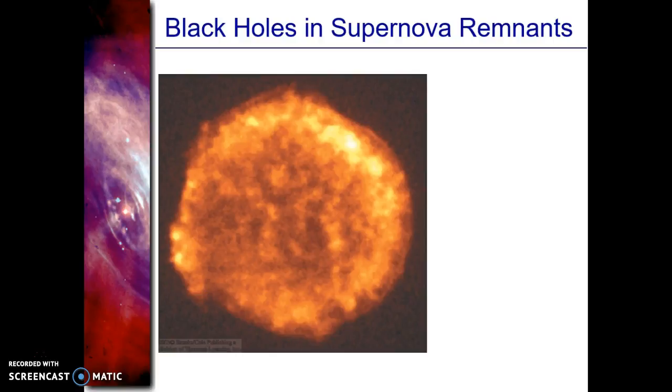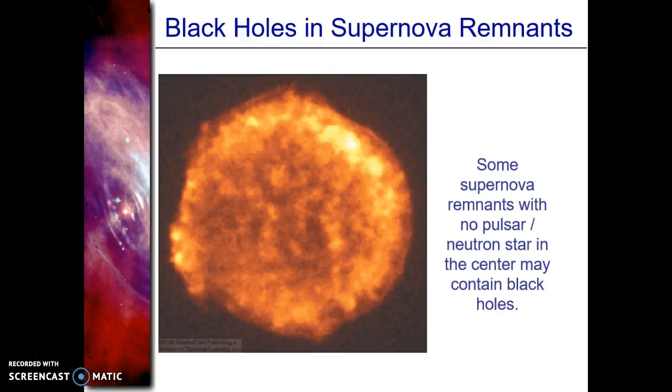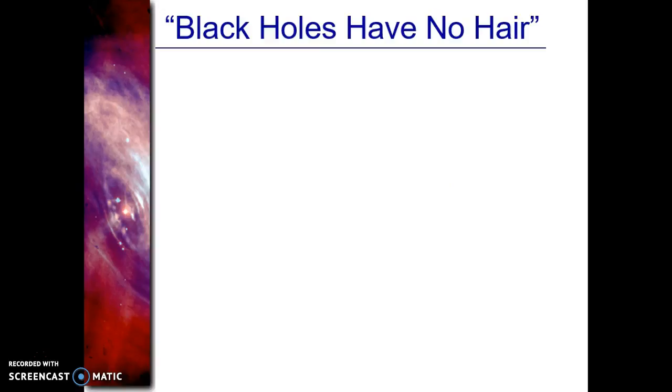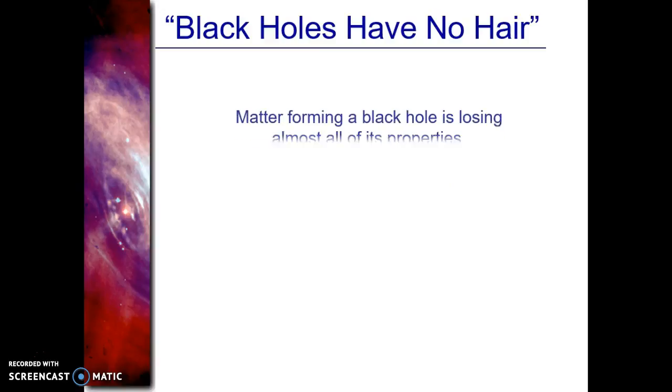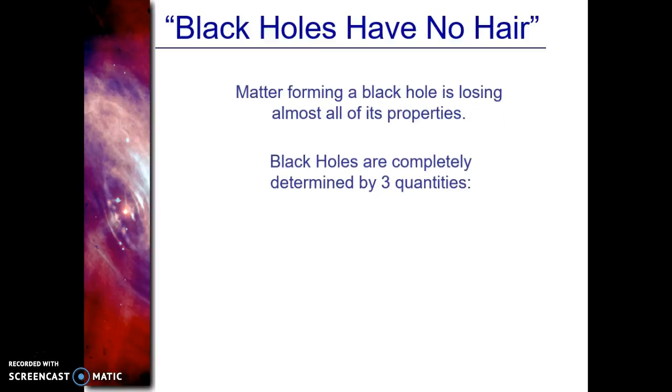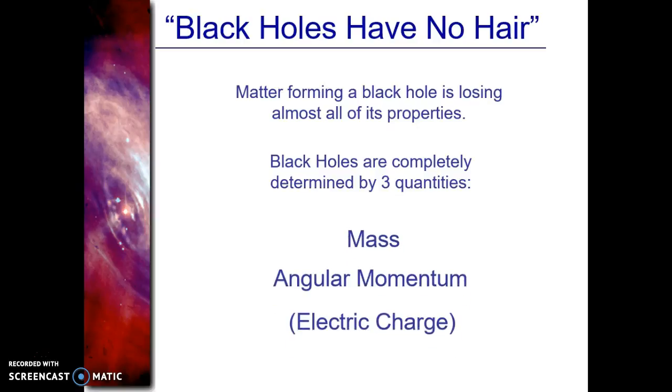All right, they do believe that supernova remnants that have no pulsar or neutron star in them may contain black holes inside of them. Ooh. Okay, we don't know them. All right, once matter falls into a black hole, guess what? It loses all of its properties. And how do we find a black hole? Well, by the properties that they don't lose. So the 3 quantities or properties would be mass, electrical charge, and angular momentum.